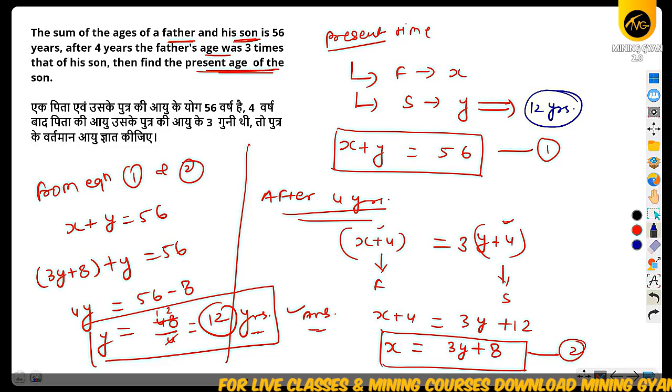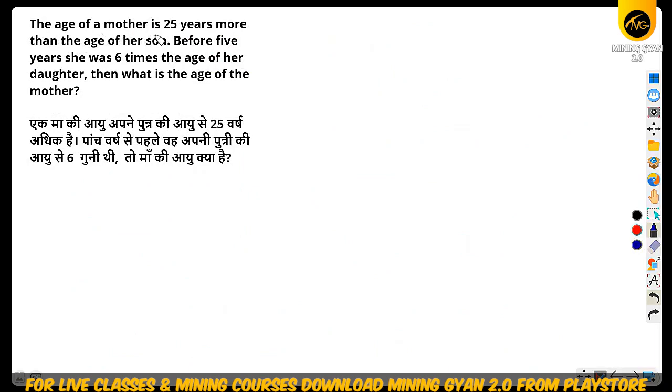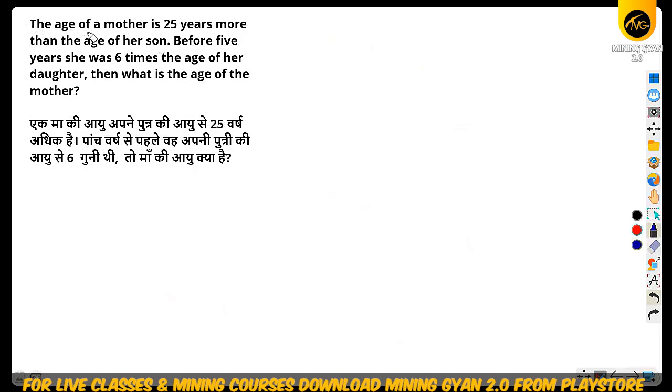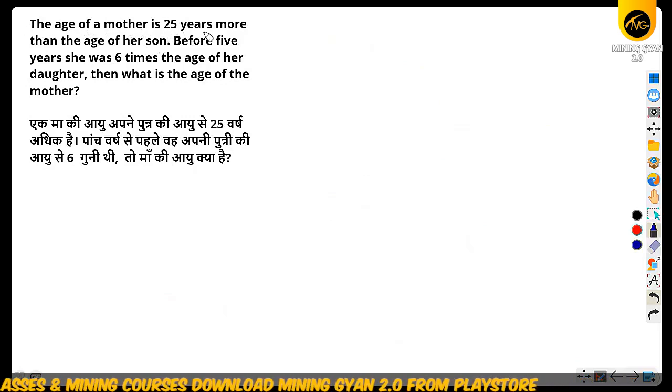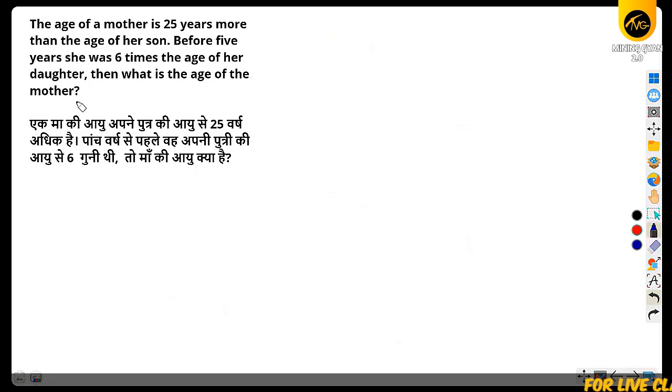Is it clear? Any doubt? Okay. Let's do another example. The age of mother is 25 years more than the age of her son. Okay. The age of a mother is 25 years more than the age of her son. Before 5 years, she was 6 times the age of her daughter. Then what is the age of mother?